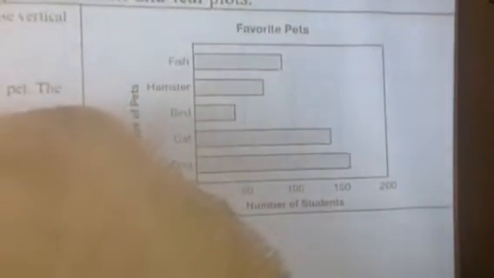The vertical axis is your up and down axis. This is your vertical axis. So, vertical axis shows the type of pets. So write that down. Vertical axis shows type of pets.